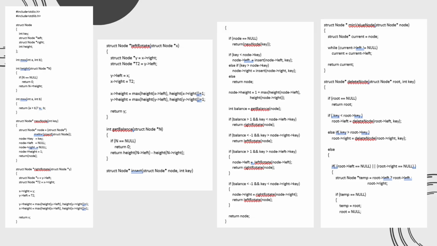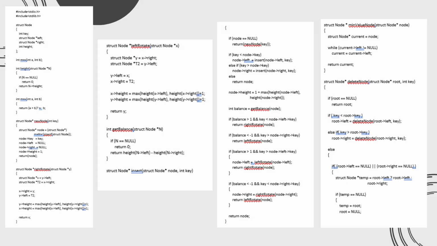So ang get balance function nag-compute sa balance factor sa usa ka node pinaagi sa formula nga height of the left subtree minus the height of the right subtree. Kung ang balance factor mo exceed sa +1 or -1, pasabot ana nga unbalance na ang node ug kinahanglan na og rotation. Ang insert function nagsugod sa AVL insertion process.